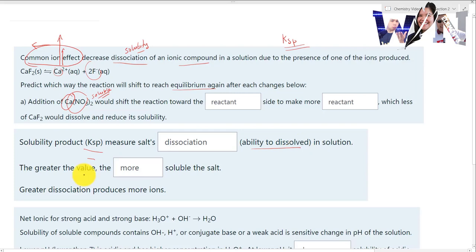So when you look at a table, the greater the value of KSP, the greater the dissociation. That means it produces more ions, okay? So be very careful with that, because they are not going to give you some very basic statement. They are going to give you data, and you have to interpret it by looking at KSP.